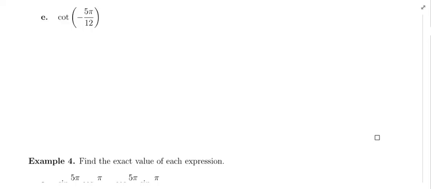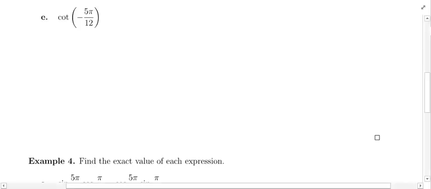Finally, in example 3e, we're going to find the exact value of the cotangent of negative 5 pi over 12. This one is slightly different than the previous ones because now we have a negative angle. I'm going to show you how you should deal with that. We're going to get rid of it. We're going to apply the even-odd properties.